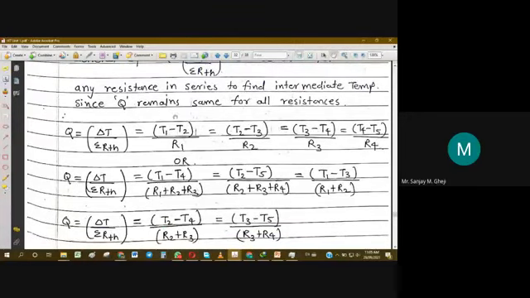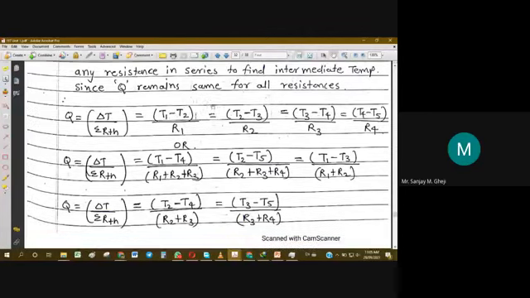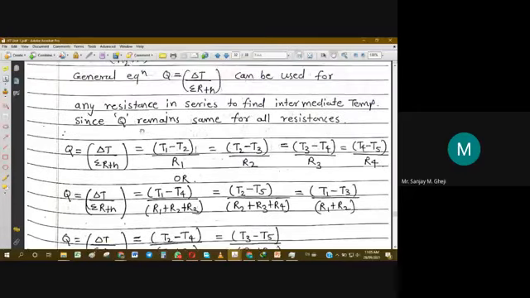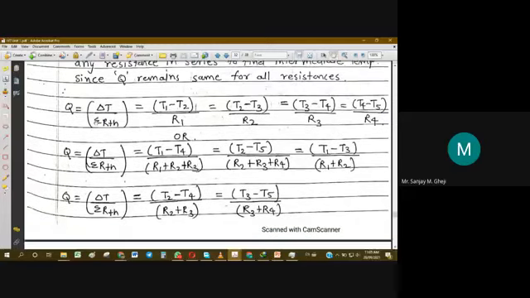Again, this general equation can also be used for any component resistance in the series to find intermediate temperatures. This is another case. Sometimes we are required to find the intermediate temperatures. Heat transfer rate is given, material properties are given, other constant parameters are given, and we are asked to find the intermediate temperatures. In that case, we can use the same equation because this is a series connection. So heat transfer rate Q remains the same throughout all the components. It is the same for each and every component, as well as for the combination of all those resistances. So we can further decompose this equation.